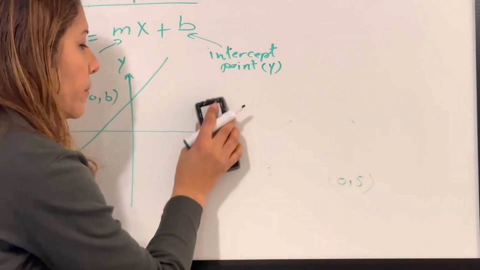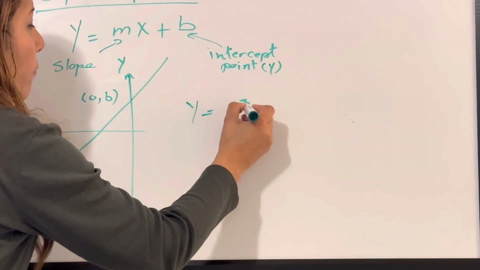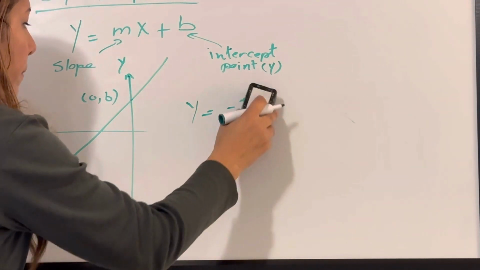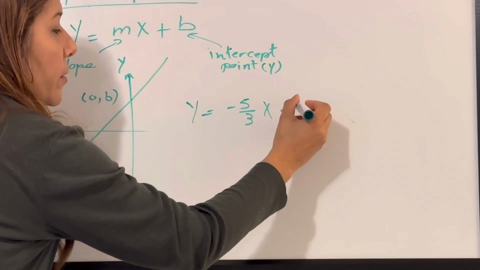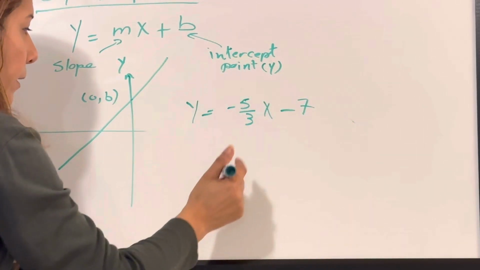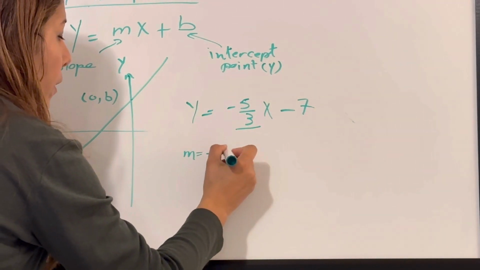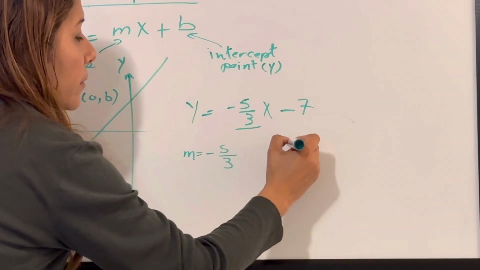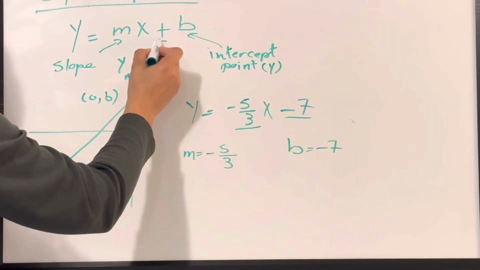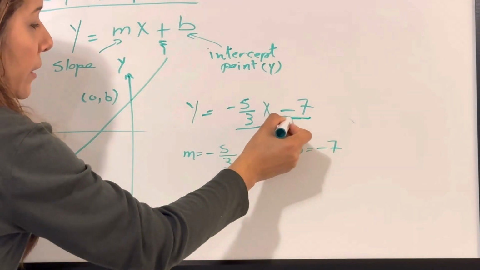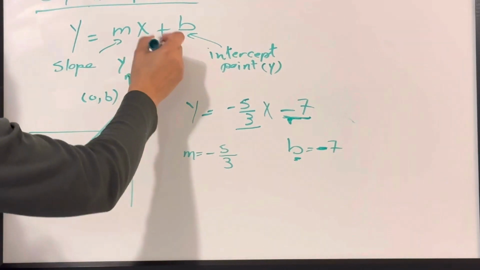Again, if I say y equals minus 5 over 3x minus 7, what does this mean? This means that the slope of this line equals minus 5 over 3 and the b point is minus 7. So the form is positive here. Whenever I have minus here, this means that the point is minus, because the form is positive.